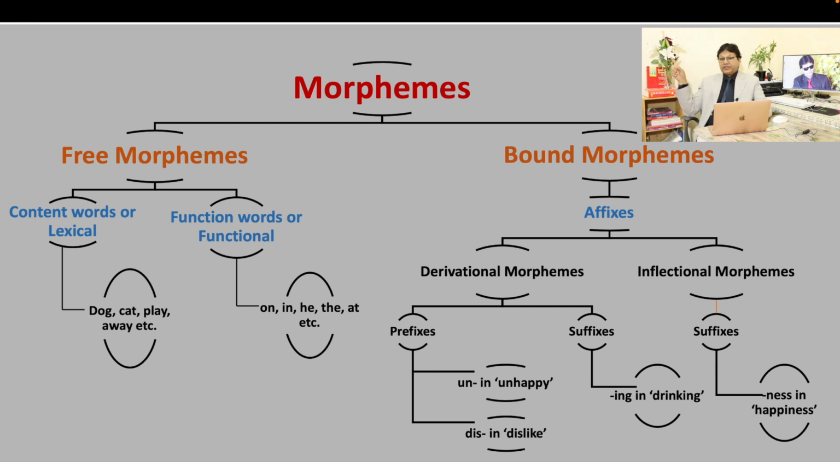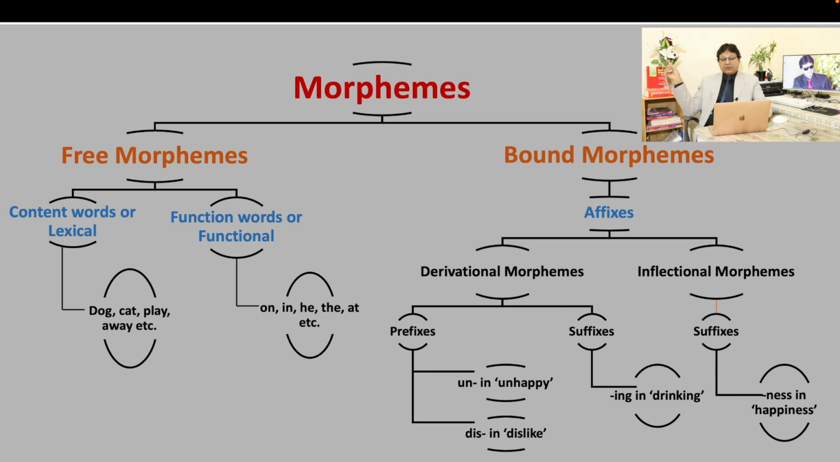Now move to the bound morpheme. As I told you, bound morphemes are affixes. Okay, now they have 2 categories: derivational morpheme and inflectional morpheme. Now, as I told you, derivational morpheme has suffixes as well as prefixes, but inflectional morphemes are suffixes only. This means that derivational can be added at the beginning of a word and at the end of a word, but inflectional morpheme can be added only at the end, not at the beginning.